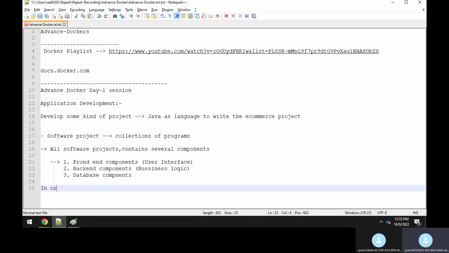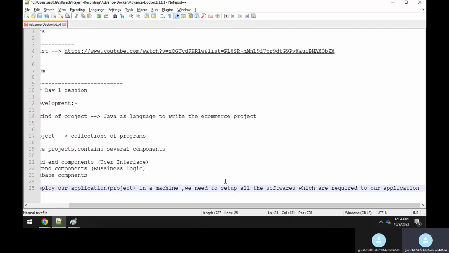In order to deploy our application, or whatever project we have designed, the e-commerce project, in a machine, we need to set up all the software which is required in order to deploy our application project in a machine. We need to set up all the software which is required for our application.